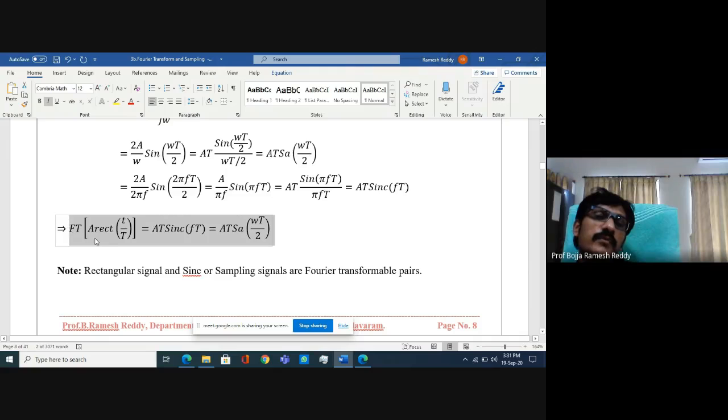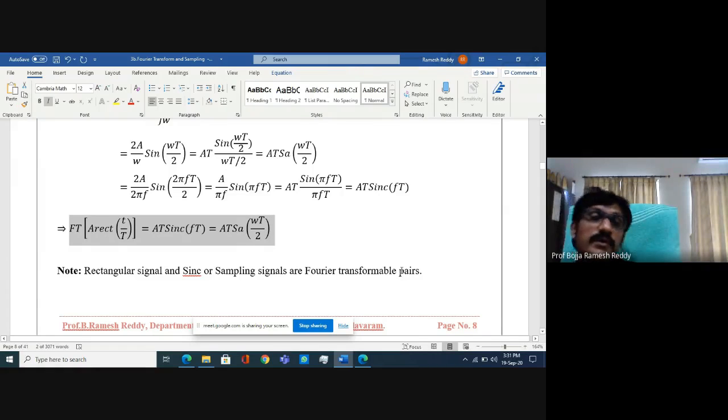Okay. Now see, based on this procedure, what did we get finally? The Fourier transform of a rectangular signal A rect(t by T) is equal to AT sinc(fT). Learn this formula by heart. A rect(t by T) is equal to AT sinc(fT) in terms of the sinc function, or in terms of the sampling function, AT Sa(omega T by 2). This means rectangular and sinc signals are Fourier transform pairs.